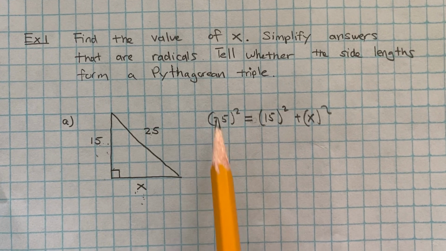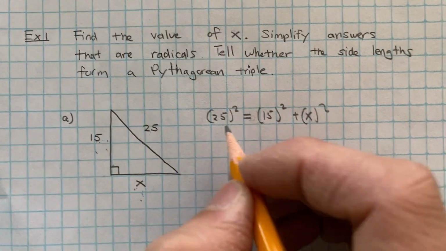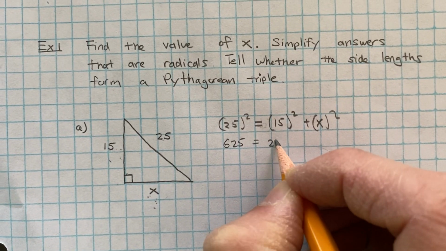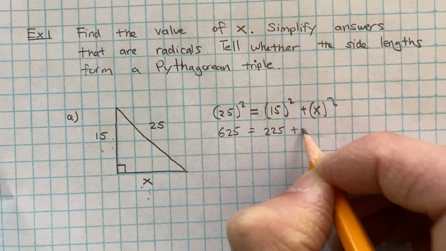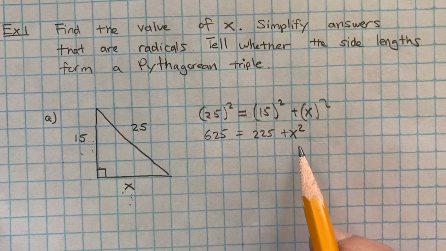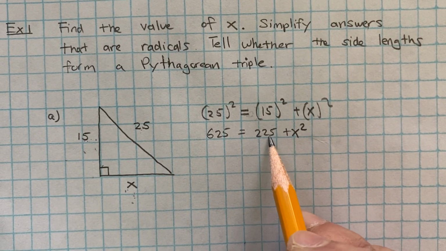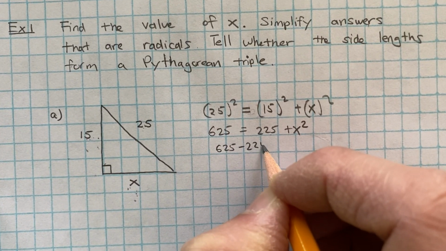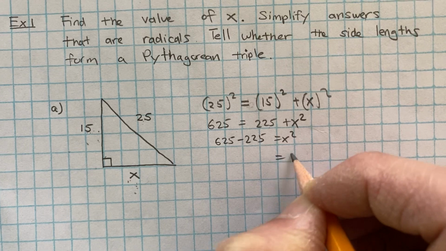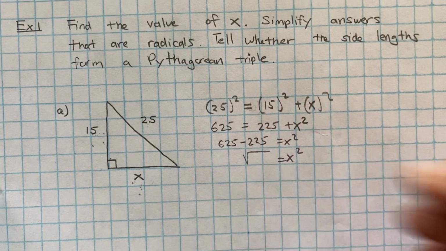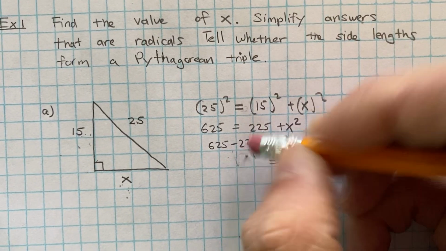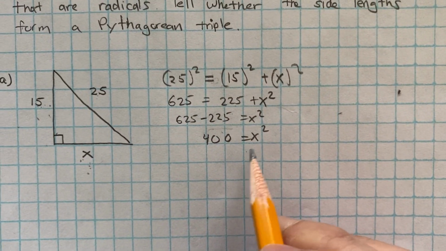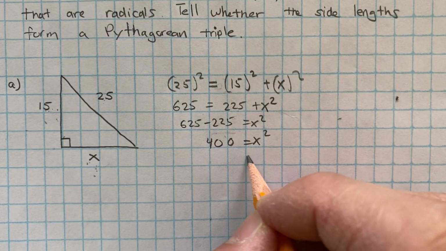Okay, so you can use a calculator, figure out what 25 squared is. That's 625. 15 squared, I believe, is 225. And you are solving a square root equation, right? Move the 225 over. And you're going to get x squared is equal to 400. And to get x by itself, right, you don't divide by 2, you take the square root of both sides.